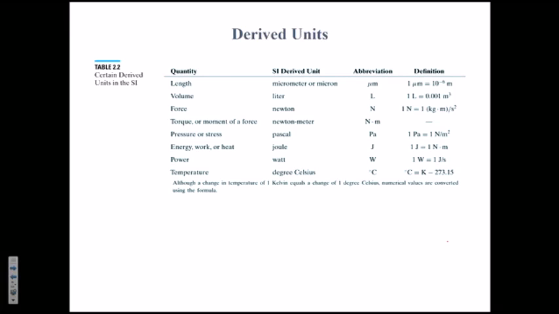Liter, which is 1,000 cc or 1,000 cubic centimeters. Cubic centimeter can be written into meters, so that's 1,000 times 10 power minus 6 meter cube. So that gives you 10 power minus 3 meter cube. So 1 liter is a derived unit in the SI system, right? Newton is a derived unit. Newton meter is a derived unit. Pascal is also a derived unit. It's 1 Newton per meter square. Joule is a derived unit. Watt is a derived unit. Degree Celsius is a derived unit, right? So he was asking about the Fahrenheit. Fahrenheit would be a derived unit in USCS system.